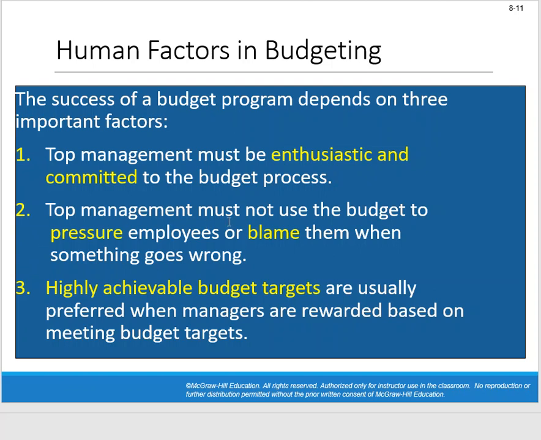Number two, top management must not use the budget to pressure employees or blame them when something goes wrong. Well, here we are back at the word blame. We just talked about responsibility accounting, and I'm all about holding people responsible for the things that they need to improve on. I don't think there's anything wrong with that. Unfortunately, the word blame has a very negative connotation.